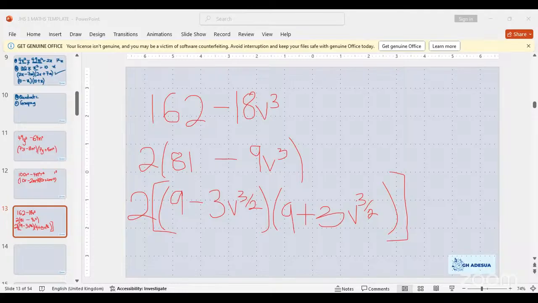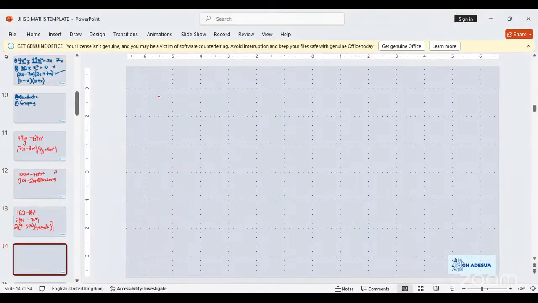Okay, right. So we go on. So I'll send you a series of questions on difference of 2 squares where you need to apply your knowledge of it. All right, so I move on to the quadratic trinomials.